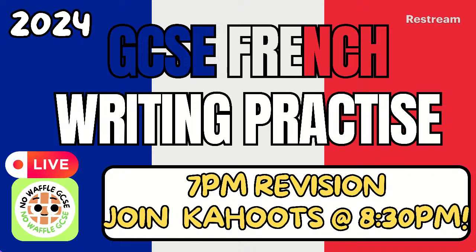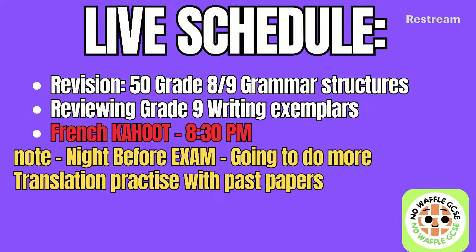So let's look at what we're going to be doing today. We're going to be going through 50 grade 8 or 9 grammar structures. I went through these in a video some time ago, but we're going to go through them again as part of your revision. Then we'll be looking at some grade 9 writing exemplars, and then we'll be doing a Kahoot at 8:30. I finally found a GCSE French Kahoot.